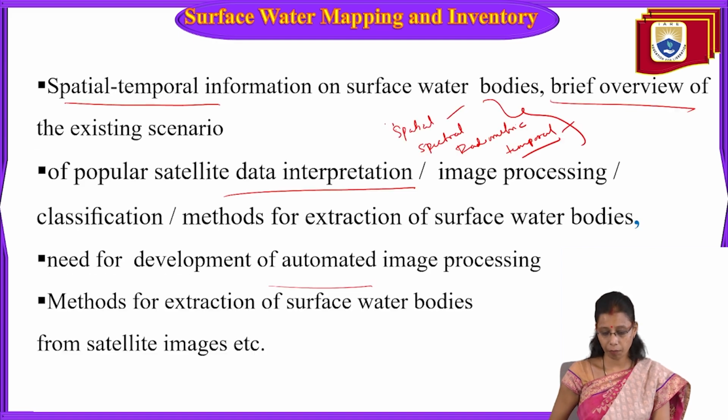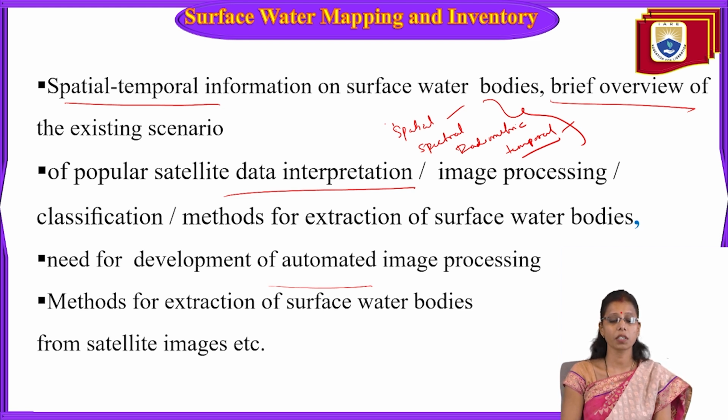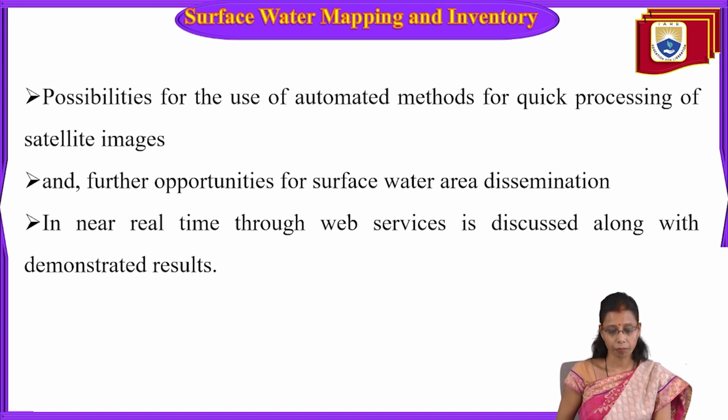So basically, spatio-temporal images will be very helpful to find out the main condition of the water, what the present scenario is and what the future scenario is. All these scenarios will help us get to know our information here. So this is how the spatio-temporal information will be helpful for us. Here, methods of extraction of surface water bodies from satellite images will be used.